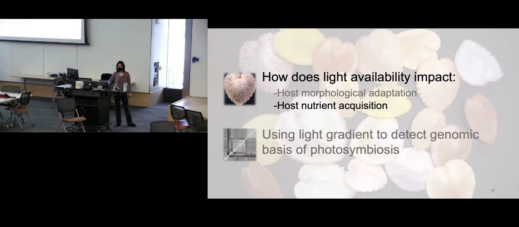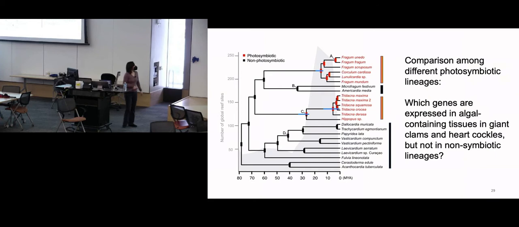So now that we know that light availability actually impacts the ecology of these diverse species quite a lot, my next question is, how can we use that to help us understand the genetic background or genetic mechanism behind photosymbiosis, right? So before I do that, I wanted to try to maybe just get a preliminary sense about what kind of genes are actually involved in photosymbiosis, even though we might not be able to confirm their functions, right?